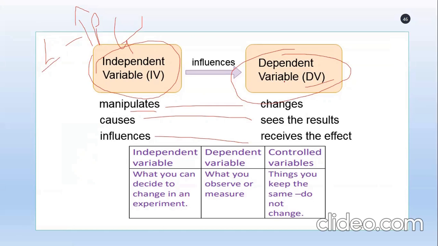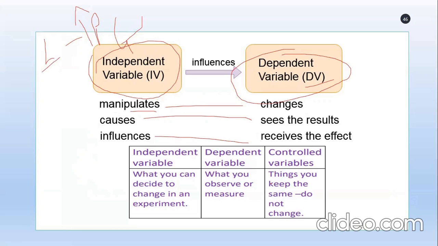But at the same time, there are certain extraneous or controlled factors or variables which play an important role. So if you take the example of light and plant growth, water, soil and temperature can work as controlled variables, things you keep the same and do not change. They do not have an impact on the result, so that's the reason they are called controlled variables.